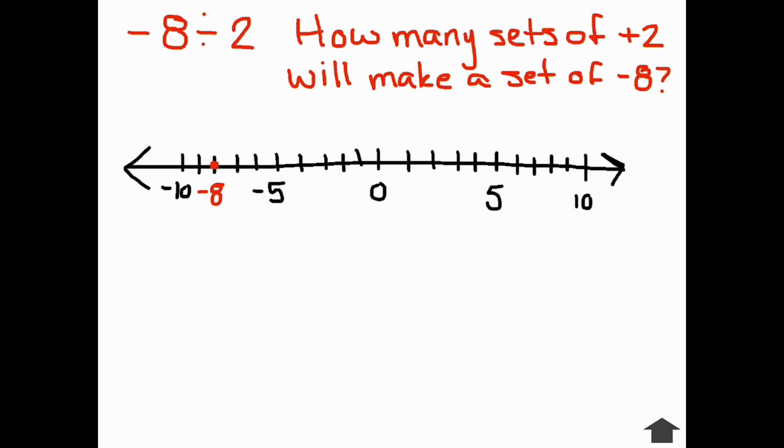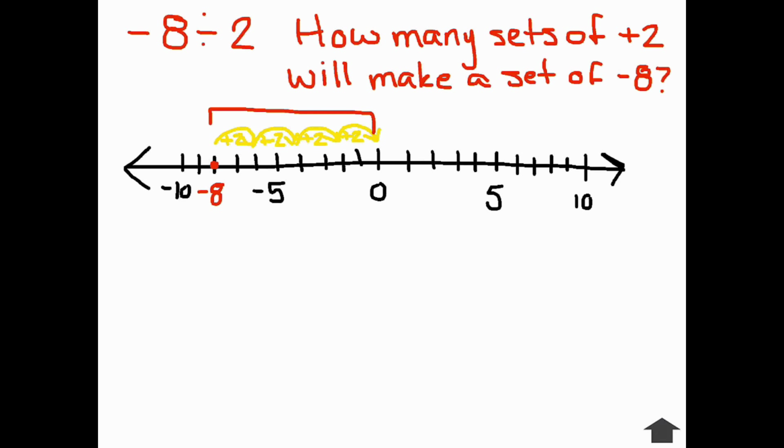Division being the inverse of multiplication, we can think of negative 8 divided by 2 as subtracting sets of positive 2 or adding sets of negative 2 until we reach that negative 8. I still want to indicate that these sets are positive, so as I'm adding them to my number line, I want to continue to have them go in the positive direction. So I've just added one set of positive 2, two sets of positive 2, three sets of positive 2, and four sets of positive 2.